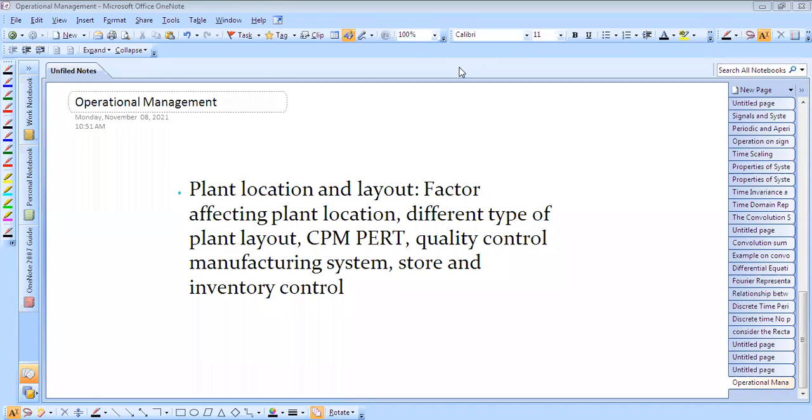Good morning, students. Today we'll discuss operational management. Under this operational management, we will discuss the plant location and layout. For the plant location and layout, we will discuss the factors affecting the plant location, different types of plant layout, CPM, PERT, quality control, manufacturing systems, and store and inventory control. So these factors we will discuss.